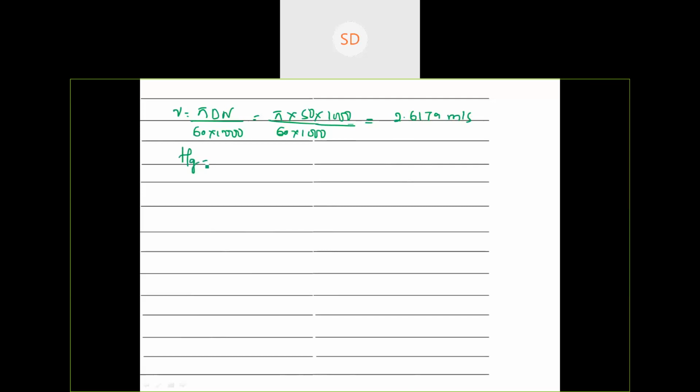Let us substitute. G equal to F is 0.00242. Weight is 5 kilonewton, and velocity is 2.6179. Now we are going to get joules per second. Okay, 31.676.